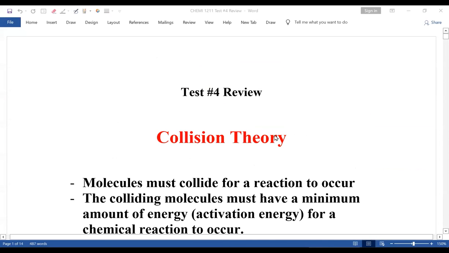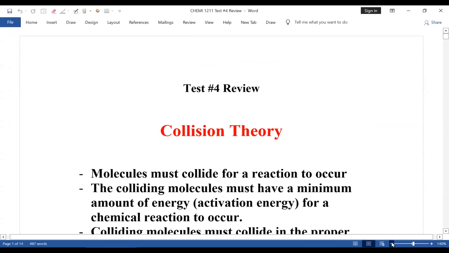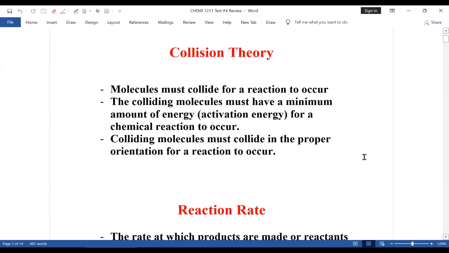All right, when we talk about material on test number four, the first thing you should know is the collision theory. An important feature you should know is that in order for a reaction to occur, molecules must collide. And when they collide, another feature is they must have a minimum amount of energy, that's called the activation energy, for a chemical reaction to occur. Again, the activation energy is the minimal amount of energy molecules must have when they collide for a reaction to occur. Now, a third part of the collision theory you should be familiar with is when they do collide, they must have the proper orientation. Just like when you put a key into a lock, it has to be the proper orientation to fit in and work. Same thing with molecules colliding and reacting.